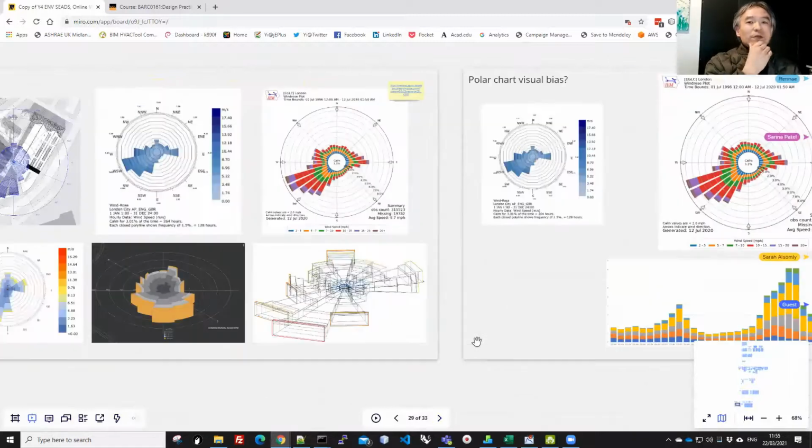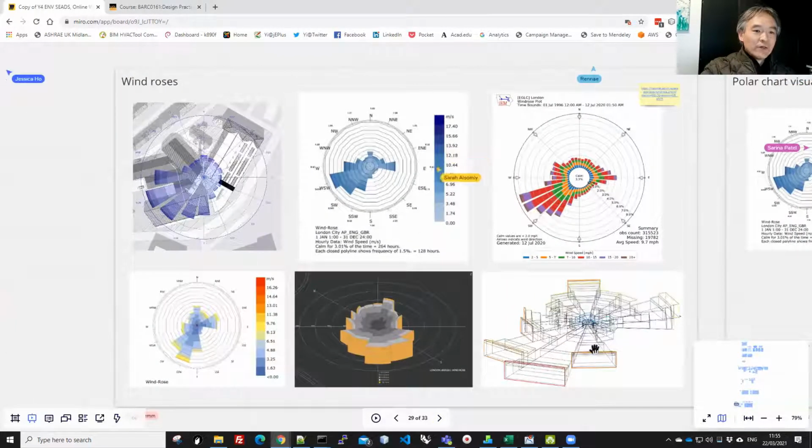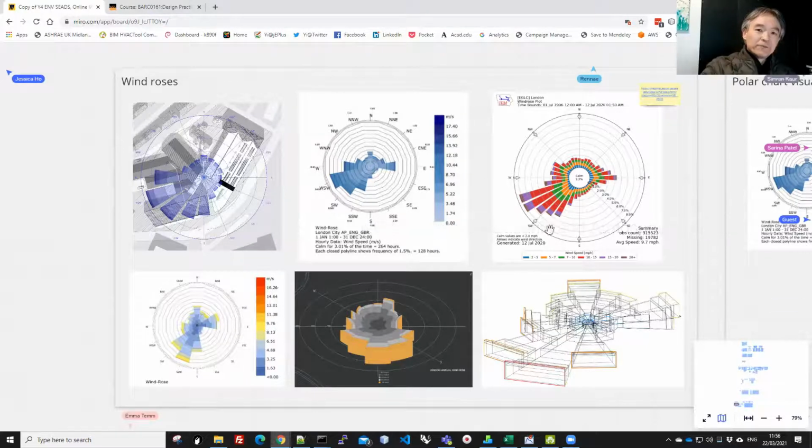Now let's talk about the wind roses. The five of them, I got from your portfolio. And they all follow the same principle. They all belong to the same category as this one. This is actually officially recommended by NOAA. And this is what a wind rose chart should look like.